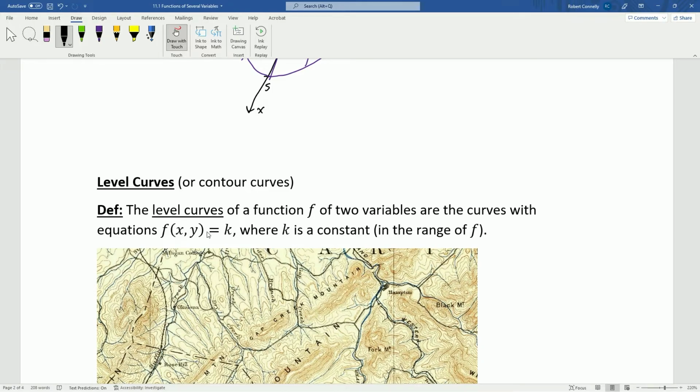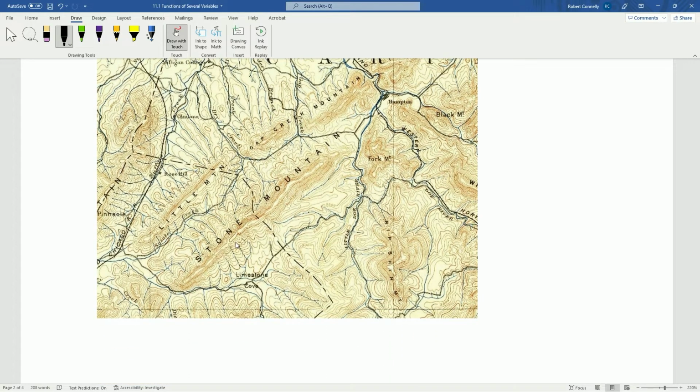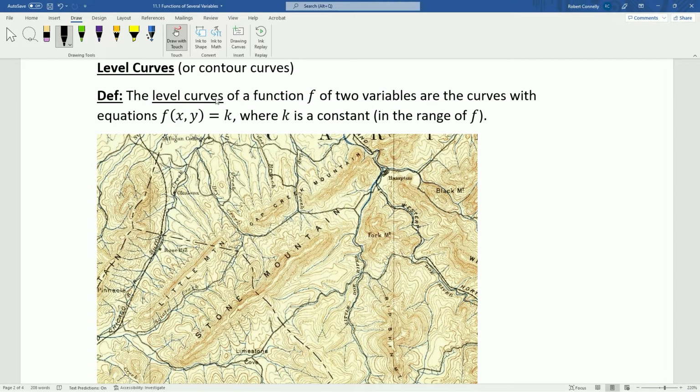So in other words, what you do is plot on a 2D graph a bunch of curves that show you where a function takes certain values. So if we look at this, this is a nice little public resource. You can actually find level curves for maps all over the United States, and those are totally free resources.